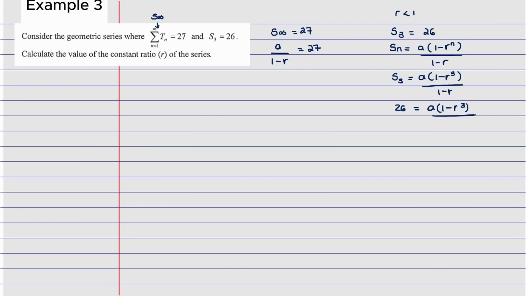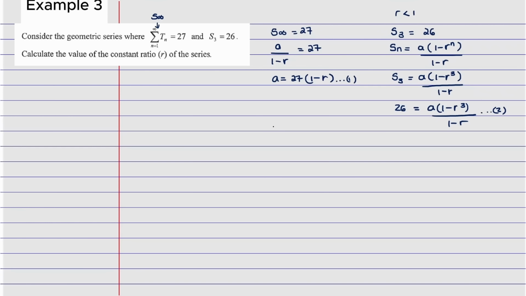And this whole thing is going to be divided by 1 minus r, right? So here, I'm going to change this one. So I'm going to cross multiply. So it's going to be a equals 27, open bracket 1 minus r, right? And I'm going to call this equation 1, right? And I'm going to call this equation 2.